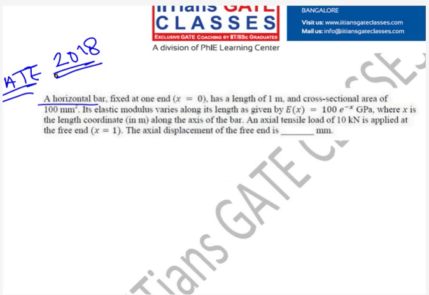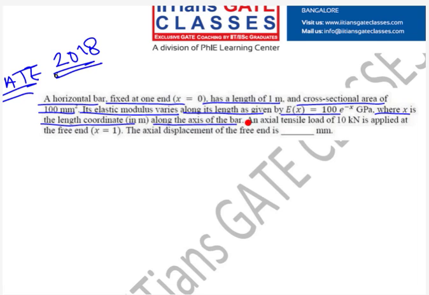A horizontal bar fixed at one end has length of 1 meter and cross-sectional area of 100 square. Its elastic modulus varies along its length, given by E equal to 100 e power minus x gigapascal, where x is the length coordinate along the axis of the bar. An axial tensile load of 10 kilonewton is applied at the free end x equal to 1 meter. The axial displacement of free end is.